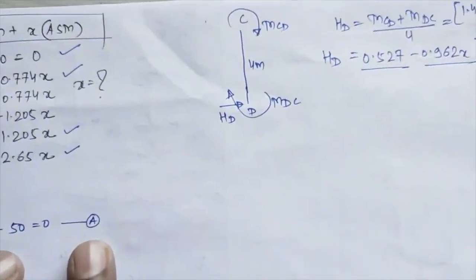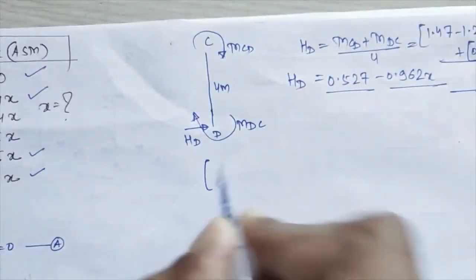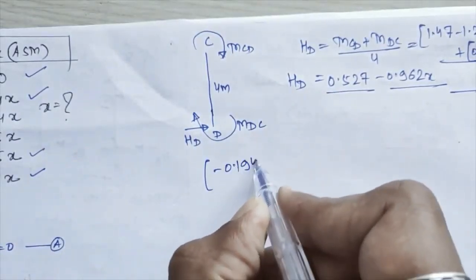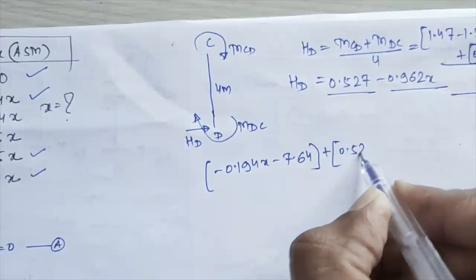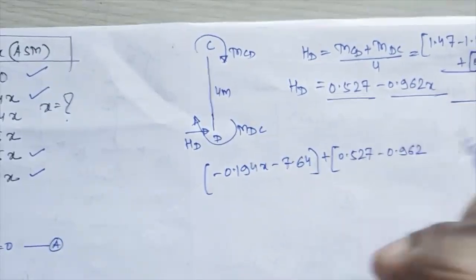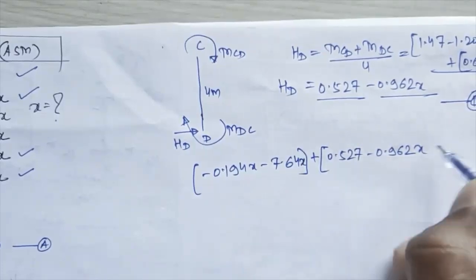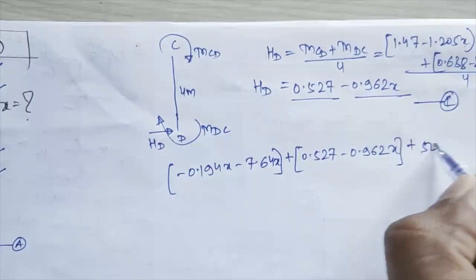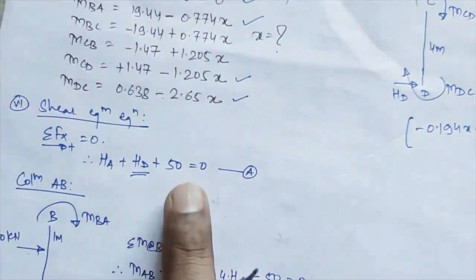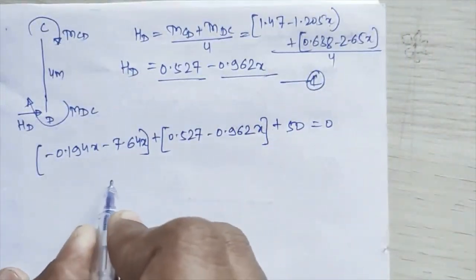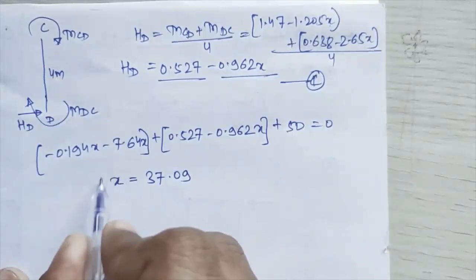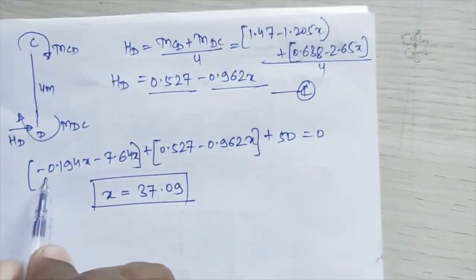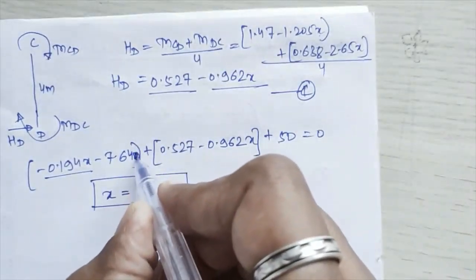Now I will substitute these HA and HD values in equation number A. I get HA as minus 0.194x minus 7.64 plus HD, 0.527 minus 0.962x, plus 50 equal to 0. In equation A I have substituted the HA and HD values. Simplifying this, I get x equal to 37.09 divided by 0.94.